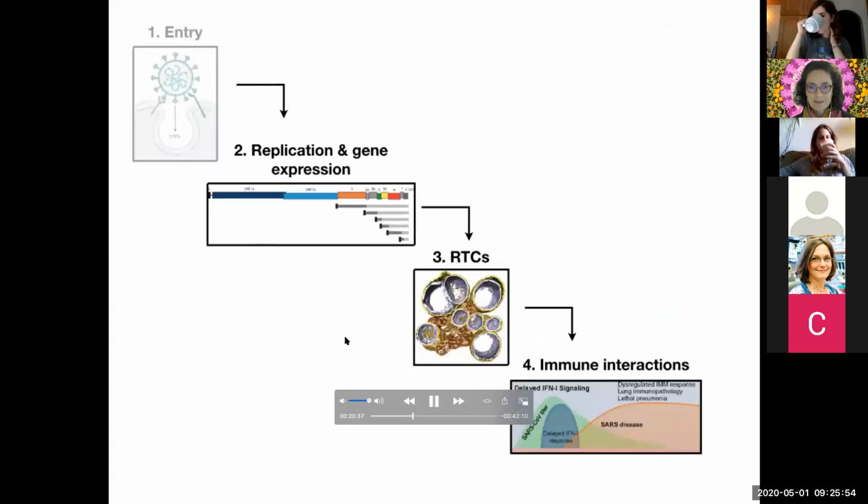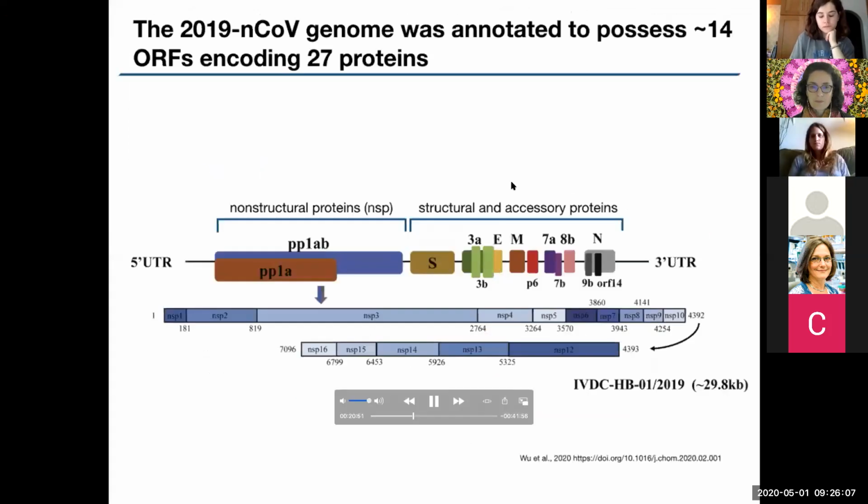Okay, so that covers entry, and we're now going to move on and talk about what happens to the viral genome once it has moved into the cytoplasm of the cell. Well, the 2019 CoV2 genome has been annotated, and depending on the annotation that you look at, it's thought to possess about 14 open reading frames, encoding an estimated 27 or so proteins.